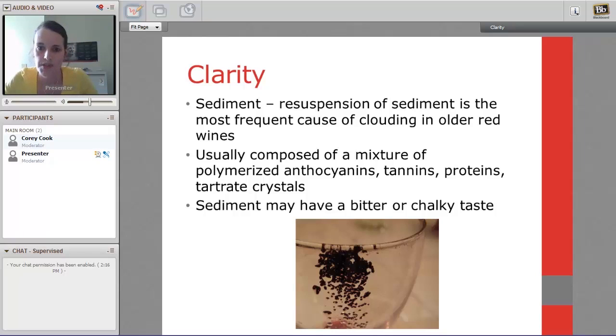The sediment is usually composed of a mixture of polymerized anthocyanins, which happens over aging, that happens over time, tannins as well, proteins, which are generally not a good thing if you have them in there. They're often related to bacterial growth or yeast growth or some problem that happened in the grapes. And then tartrate crystals, which as we just learned are not a problem. So what you'd want to do is decant your wine and then let it settle down. Sediment can have a chalky or bitter taste, so you probably don't want to drink it, but it really won't cause you that much harm, but it does confer this bitter or chalky taste. So if you can let it gravity settle down and then pour the wine off, then you'll be just fine.